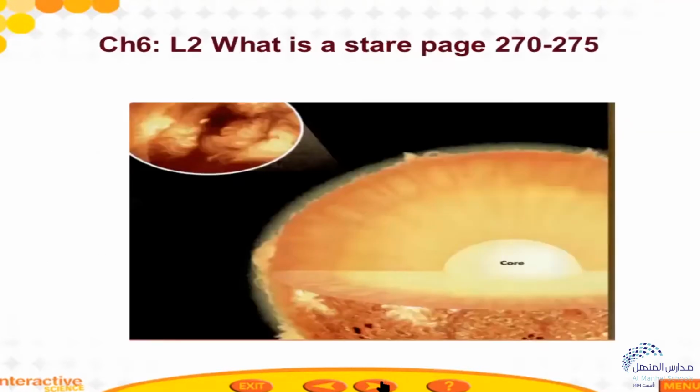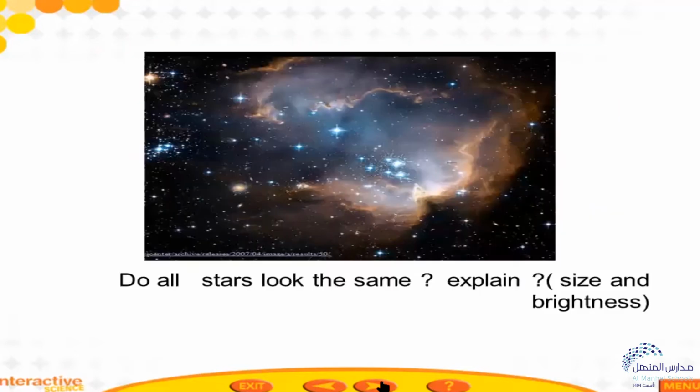So, first, what are stars? If you look at the sky on a clear dark night, what are you going to see? You are going to see spots. These spots of light are stars. But do these stars look the same? Think, considering their size and brightness. They are not the same.